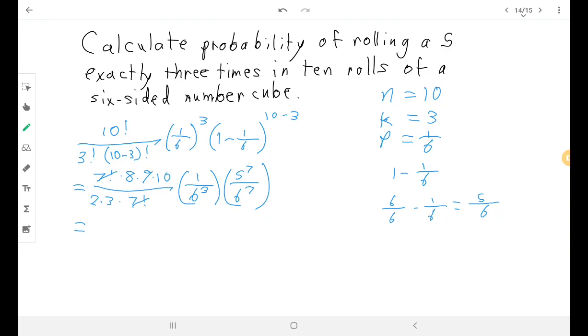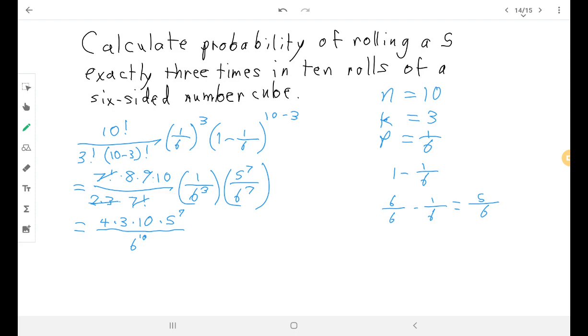So 8 over 2 is 4. 9 over 3 is 3. And then times 1 is just that, times 5 to the 7th power, whatever that is, over, I've taken care of the 2 and the 3, so 6 to the 3rd times 6 to the 7th is 6 to the 10th.